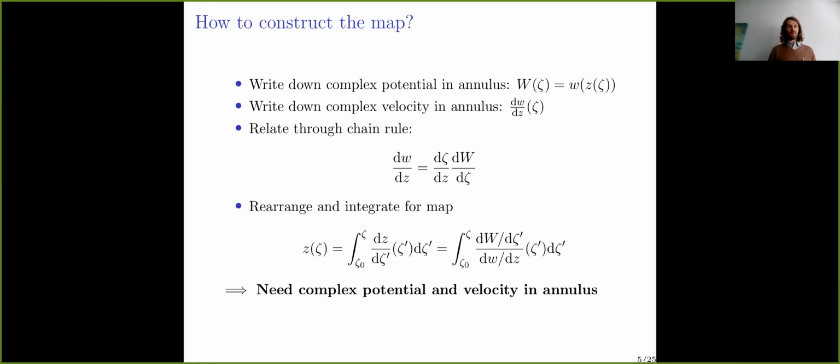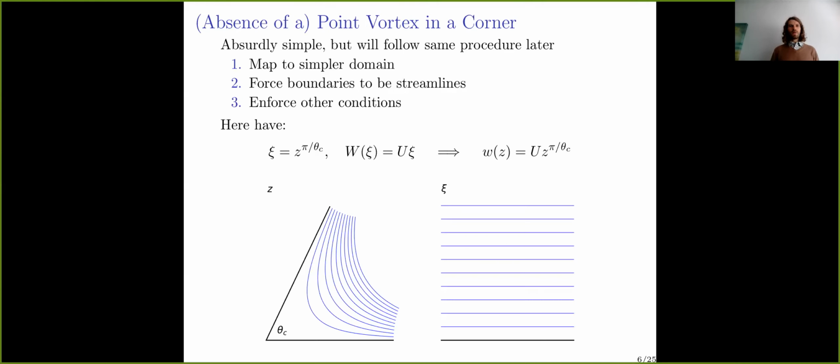So that's what we're going to spend the remainder of the talk doing, trying to construct the complex potential and complex velocity. So let's start really simple to warm up for the procedure that we're going to be using. And instead of a hollow vortex or even a point vortex in a corner, let's talk about the absence of a point vortex in a corner. So it's very simple, but we'll follow the same procedure.